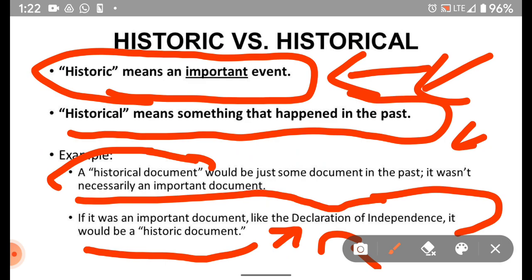Whether it's an important event or not, that then we will use the word historic, okay. If it's important, then we will use the word, it was a historic event, and if it was not an important event and it happened in the past, then it's a historical event.